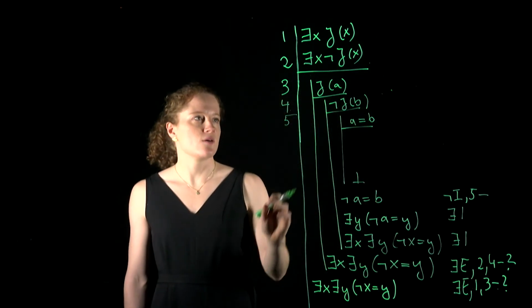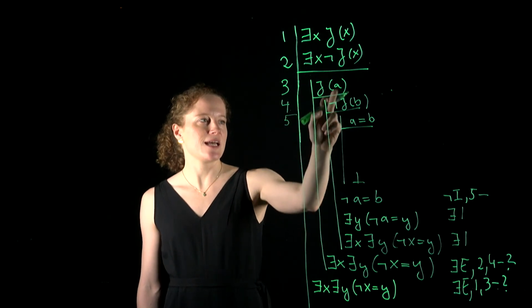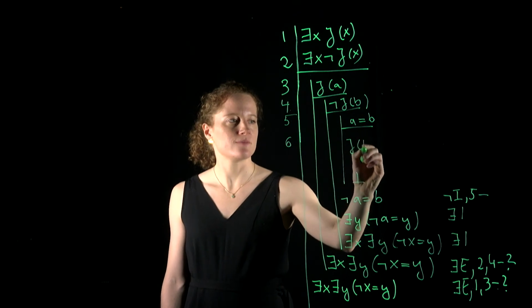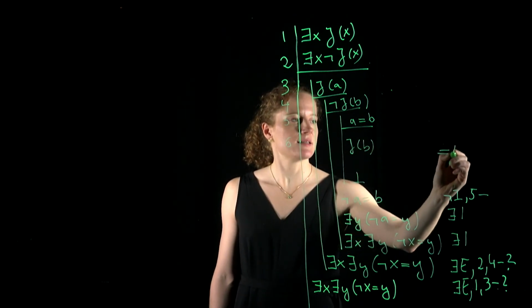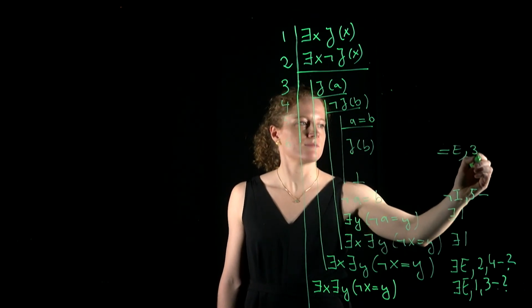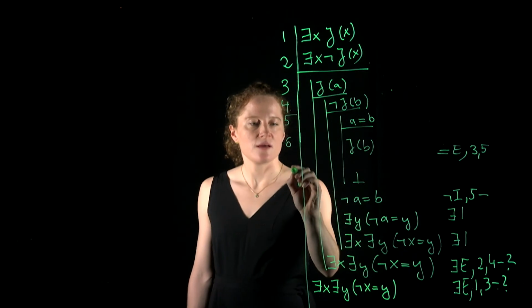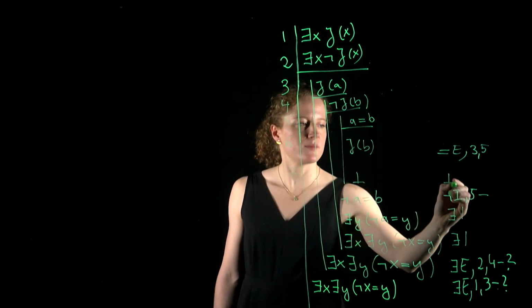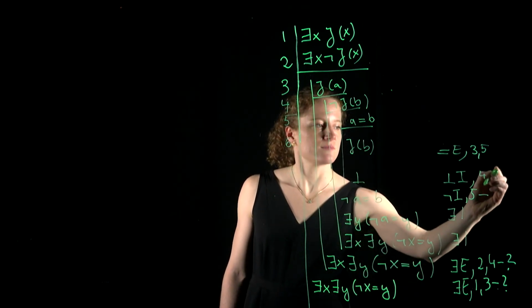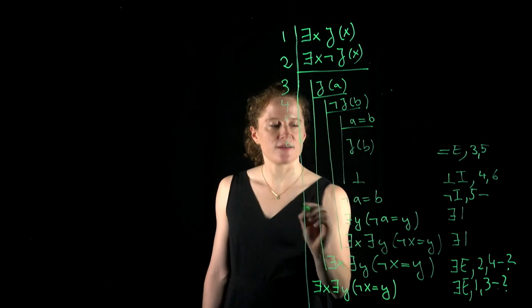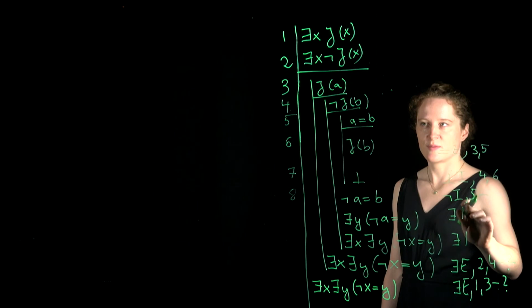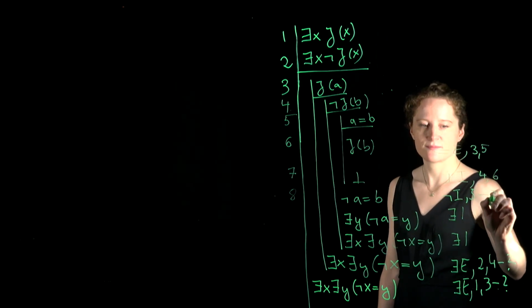Okay, so from the premise that JA and A equals B, I can infer that JB using identity elimination applied to lines 3 and 5. And then I can infer bottom using bottom introduction applied to lines 4 and 6. And now I can infer that it's not the case that A equals B using negation introduction applied to the subproof from 5 to 7.